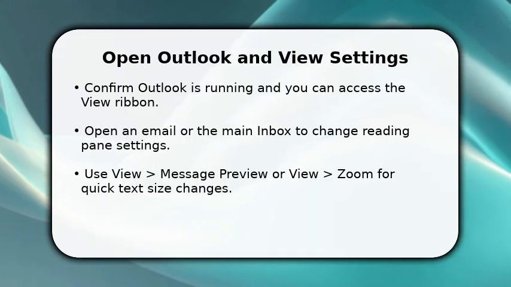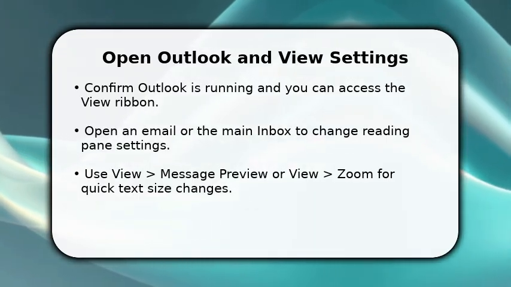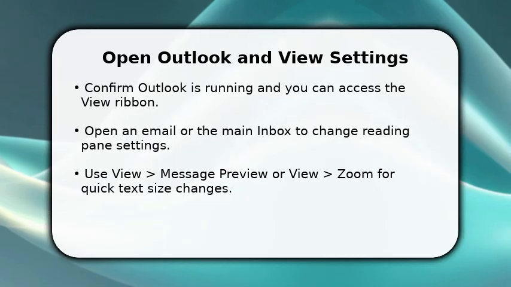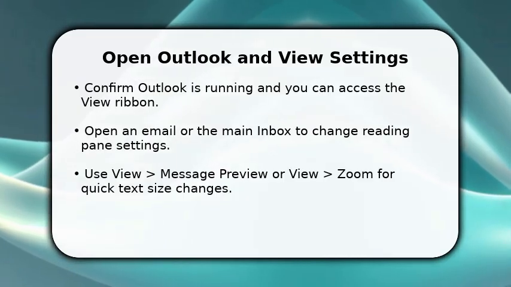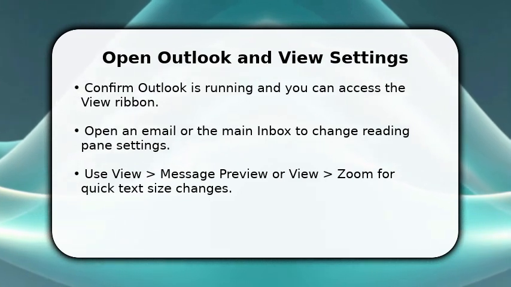If you want global changes, open an actual message and use Zoom. That affects only the current message, but shows you the result. This first step gives instant feedback, so you know the target size before changing defaults.